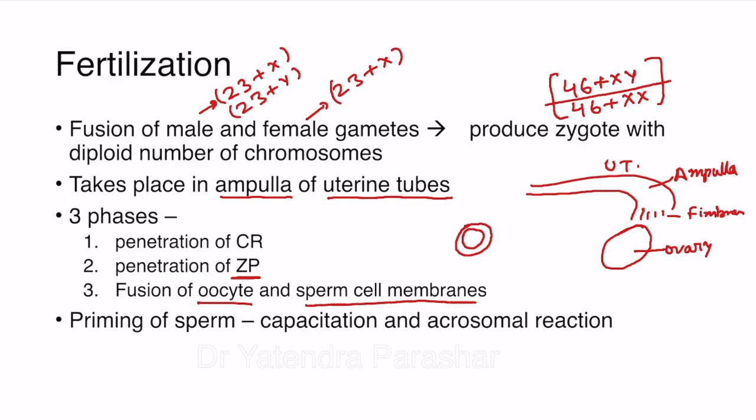Zona pellucida is a thick glycoprotein cover, and this thick glycoprotein is surrounded by cumulus cells which are derived from the granulosa cells of the ovary, and these cumulus cells arrange in a radiating manner surrounding the ovum, and this is known as corona radiata.